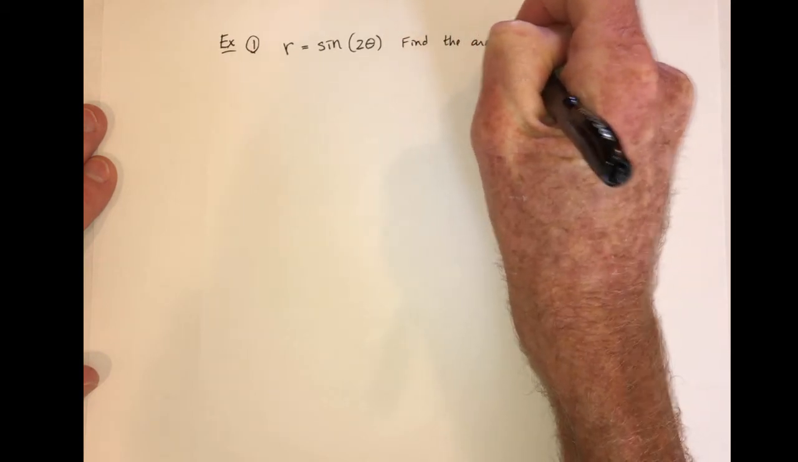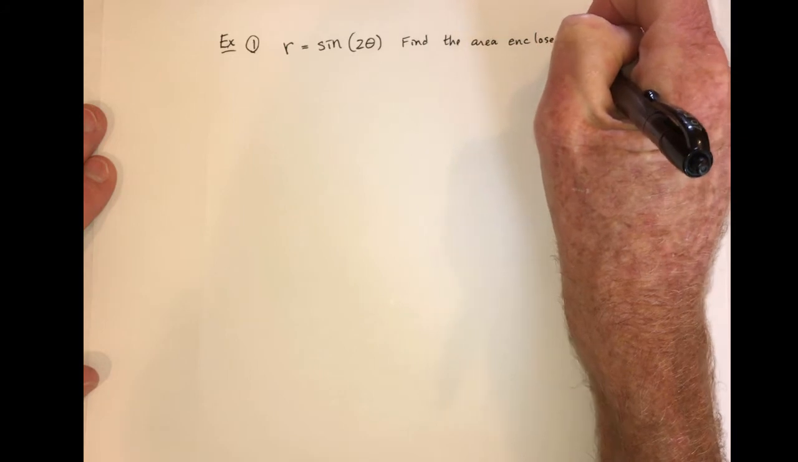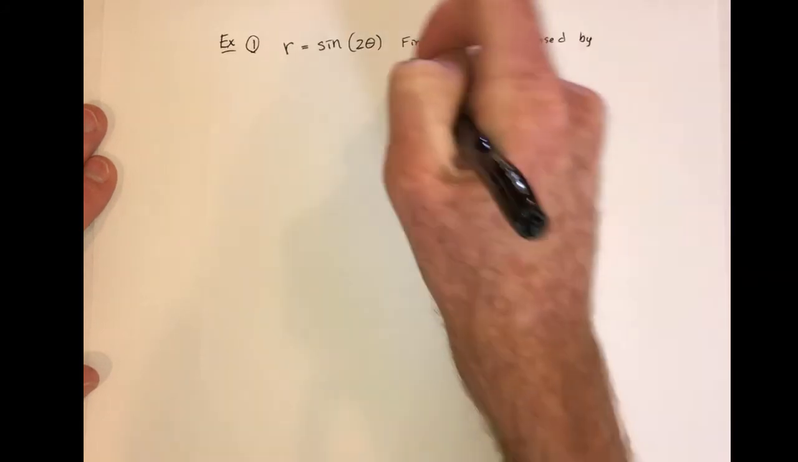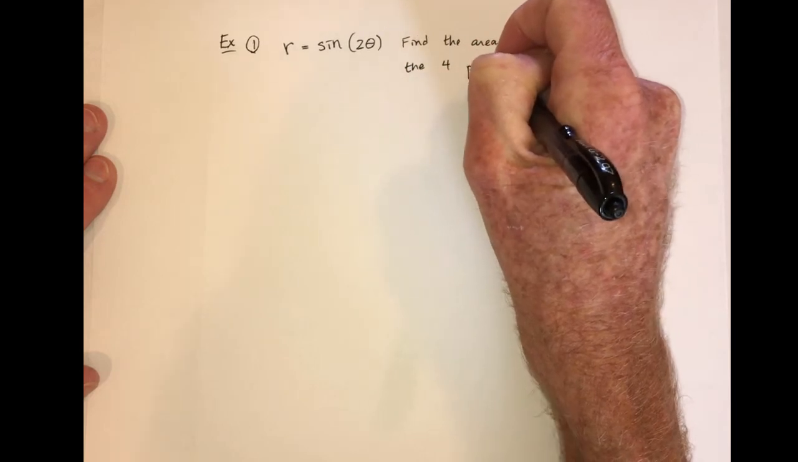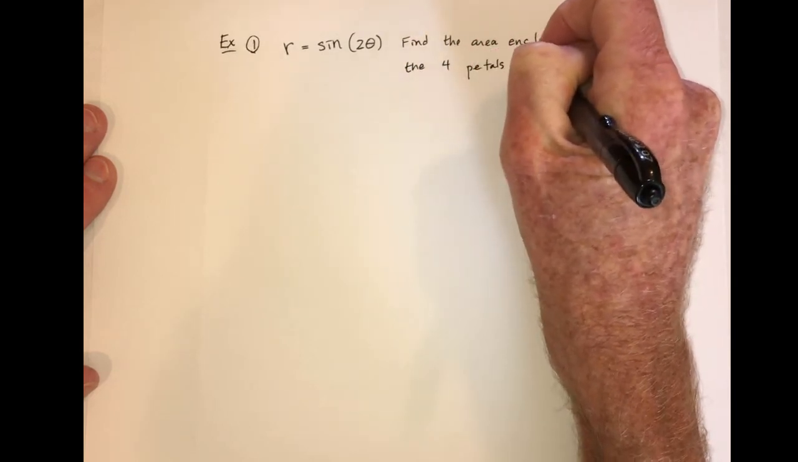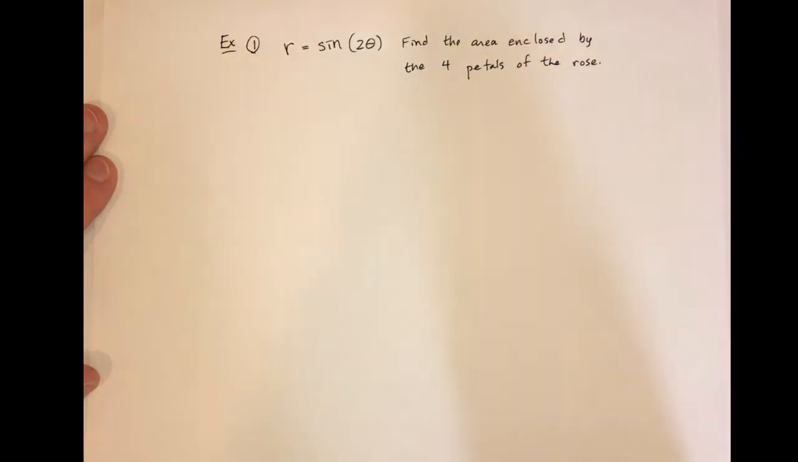So for this, find the area enclosed by the 4 petals. It's actually called a rose. Anyway, find the area enclosed by all 4 of those.